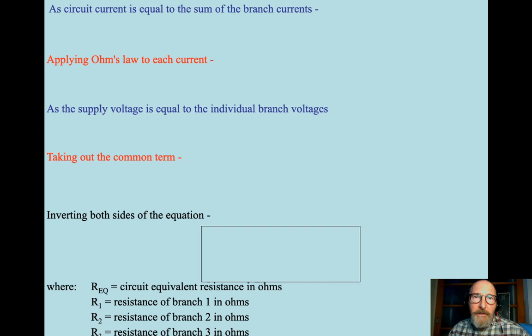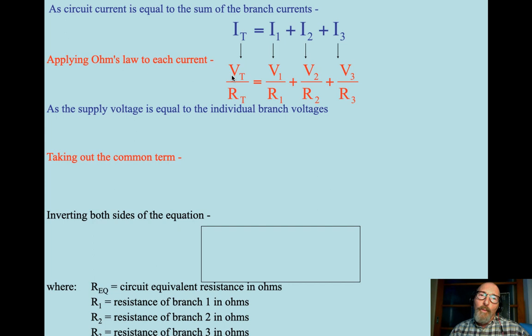As circuit current is equal to the sum of the branch currents, IT is equal to I1 plus I2 plus I3. Applying Ohm's law to each current, we get IT, we just saw on the previous page, is going to be equal to the supply voltage divided by the total resistance, I equals V on R. I1, I equals V on R again, but in this case, an independent current branch. So I1 is the voltage across that R1 resistor, VR1 divided by R1, I2, VR2 divided by R2, I3, VR3 divided by R3, and it just so happens that the voltage across resistor 1, resistor 2, resistor 3 are all exactly the same. They're the same as VT.